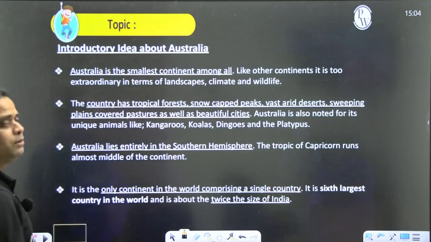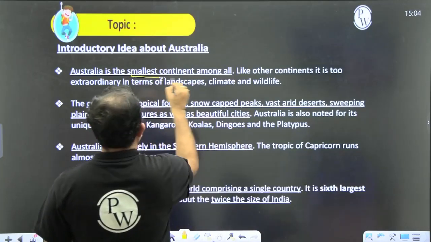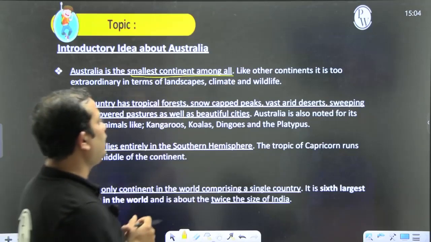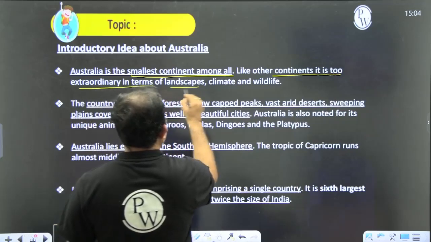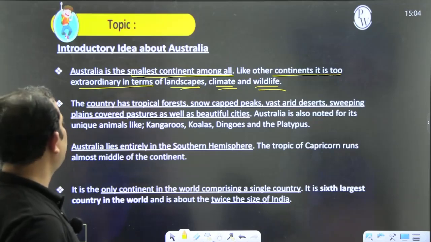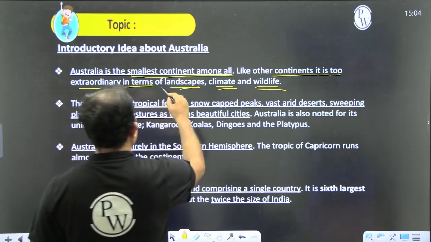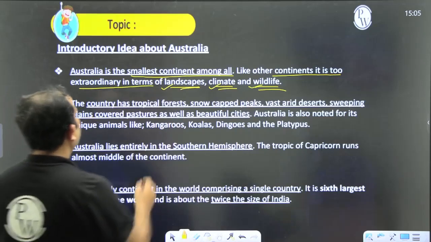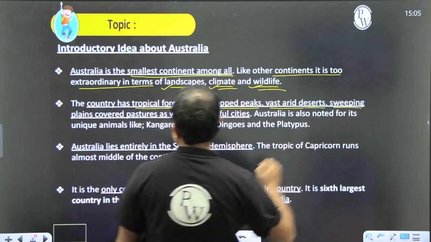Introduction about Australia. Australia is the smallest continent among all. Like other continents, it is extraordinary in terms of landscape, climate, and wildlife. The country has tropical forest, snow-capped peaks, vast arid deserts, and sweeping plains.